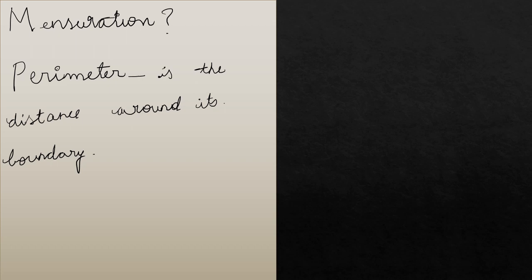Now what is mensuration? We don't know. Now, let's see the perimeter. You have learned in the previous classes what is perimeter. Perimeter is the distance around its boundary. Whose boundary? If there is any shape like a square or rectangle, this boundary is there. This total boundary, total length, we can find by the formula of perimeter.